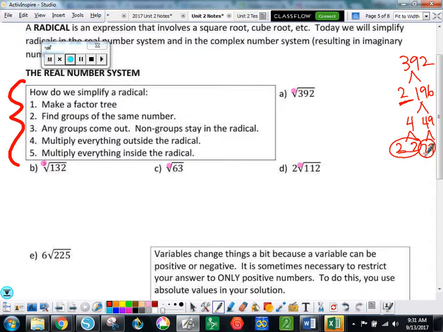So these 2 numbers together, when they come out, you multiply them. And the loner 2 stays in. So how do I rewrite my final answer? 14 square root 2.